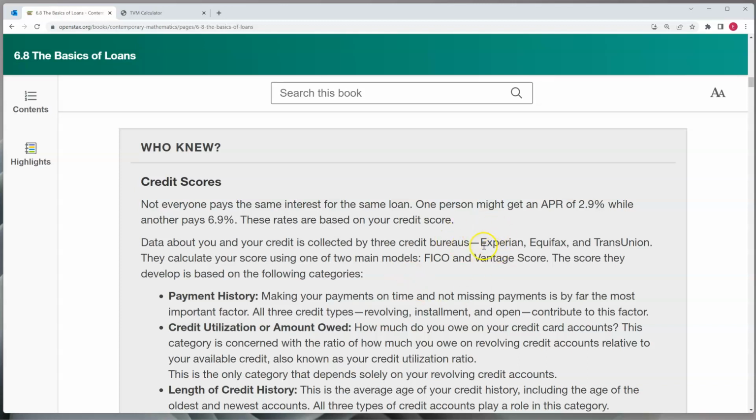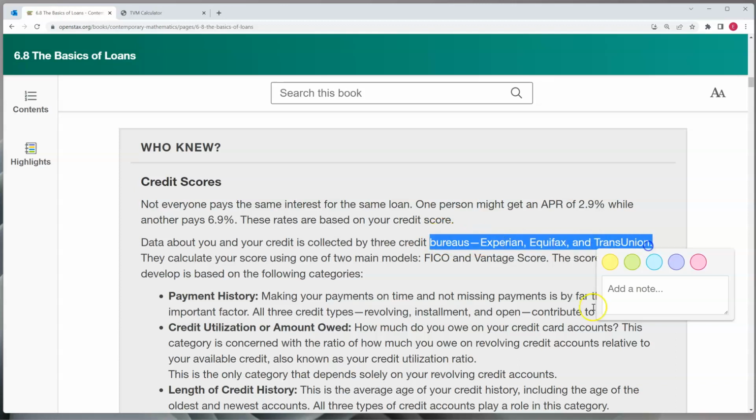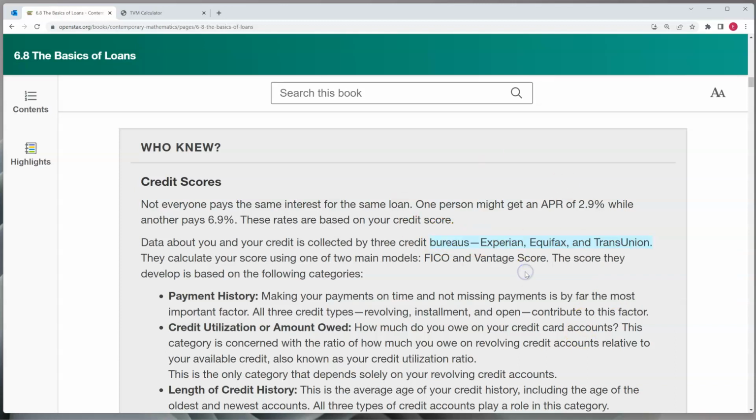So credit score, there are 3 credit bureaus: Experian, Equifax, and TransUnion. I'll highlight those here on the page. This is where you can get your credit score from. It is a federal law now that you are guaranteed 1 free credit score a year. There are other services out there that allow you to get your credit score throughout the year.